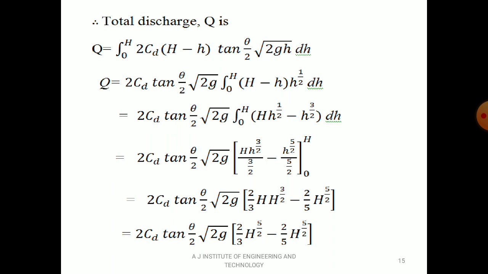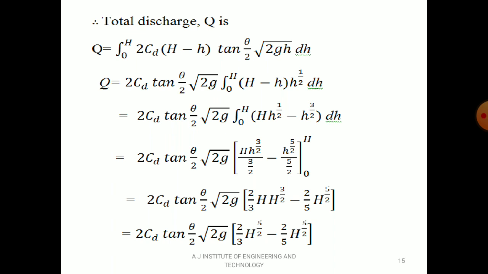So that is equal to 2 Cd tan theta by 2 square root of 2g. Now what is the integration of capital letter H? Capital letter H is a constant, so keep as it is. Now integration of h to the power 1 by 2, that is small letter h to the power 1 by 2 plus 1 divided by 1 by 2 plus 1. So I write directly here h to the power 3 by 2 divided by 3 by 2, minus what is the integration of h to the power 3 by 2? This is small letter h to the power 3 by 2.